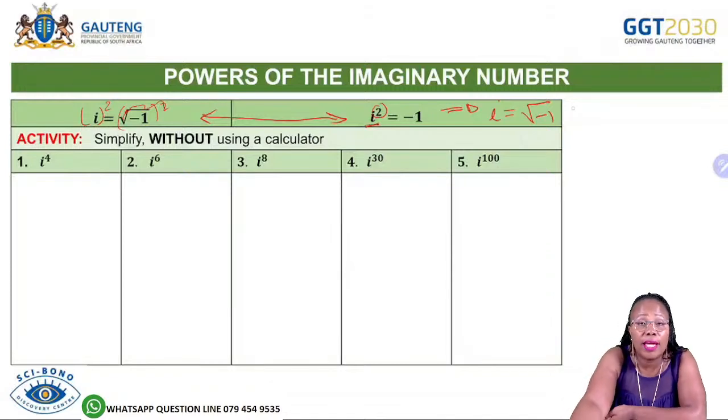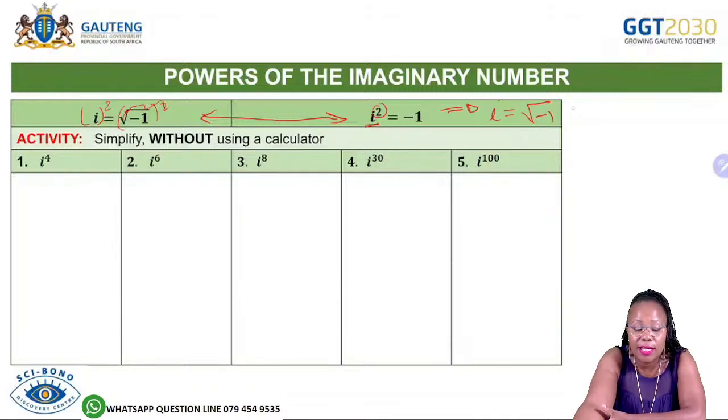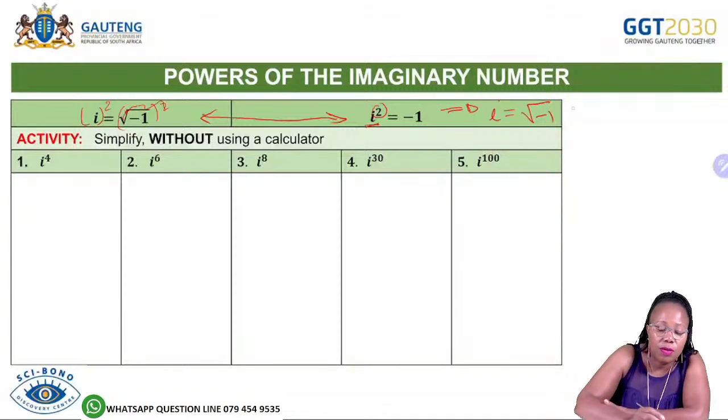And then now let's look at the activity. As we are going through the activity, try to form a pattern around it, okay? If you look at these exponents here, they are all even numbers. We are talking multiples of 2, that is 2, 4, 6, 8, 10, 12, and so forth. So the exponents given to us here are all even. That means we are trying to come up with a pattern, okay? Now let's look at the first one.